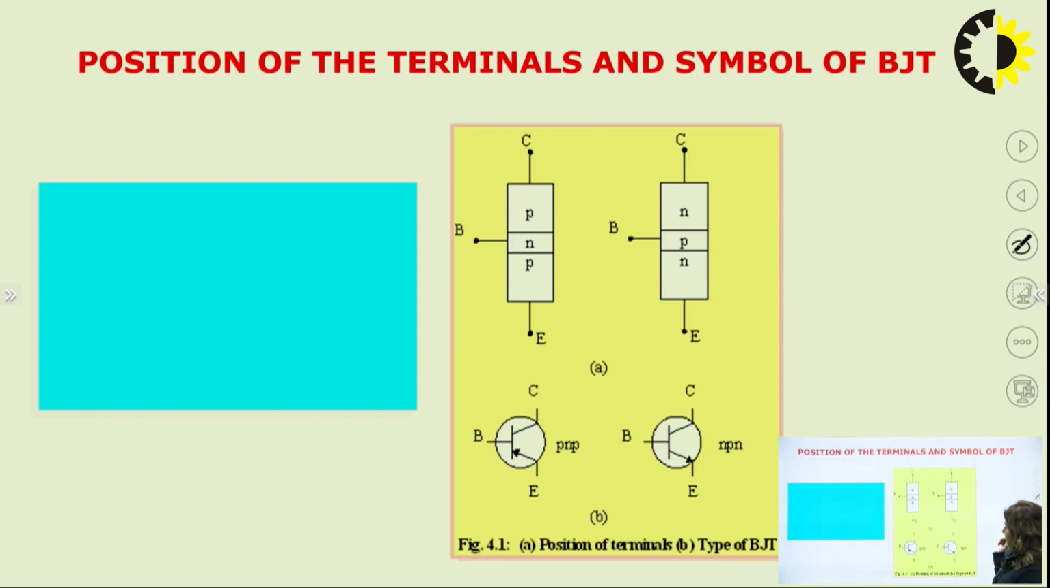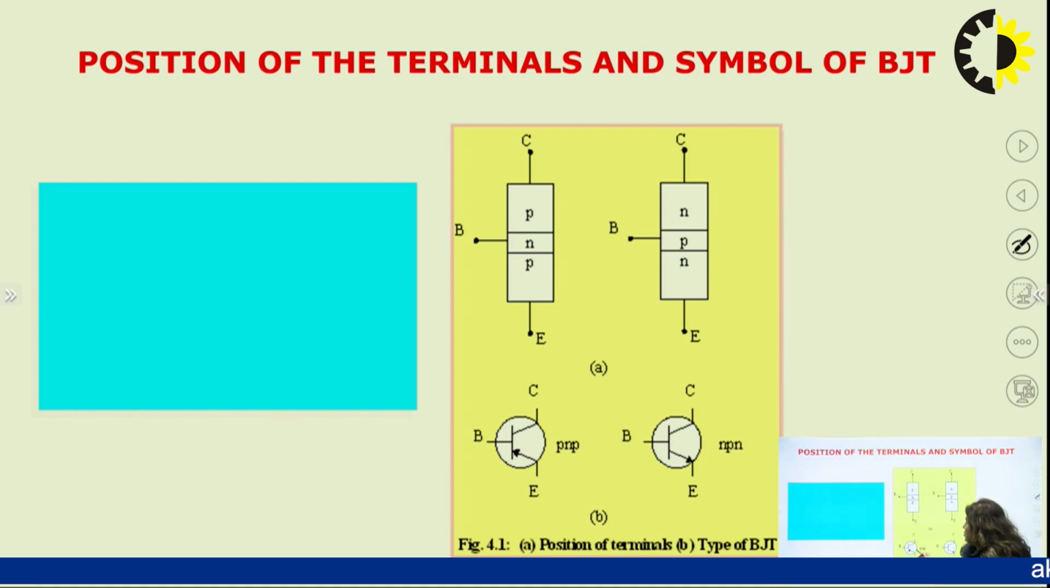If we see the current direction in the PNP and NPN, obviously the current will flow from the P to the N side. So this is P, this is N, this is P, and the current will flow from P to N side here.